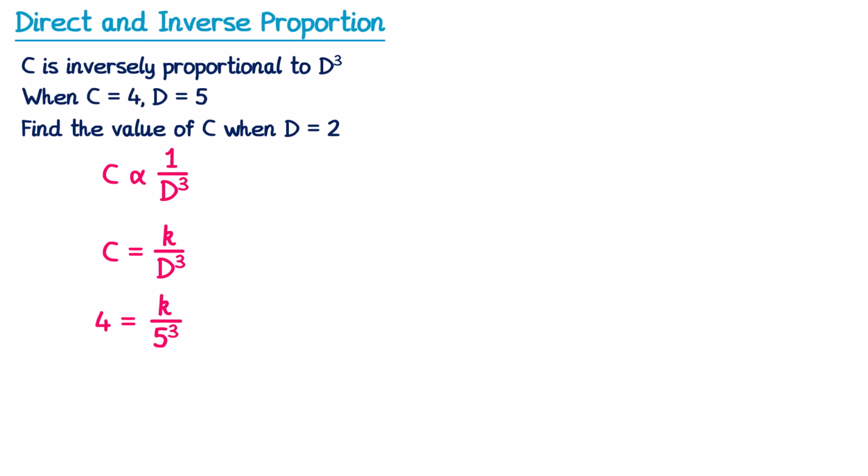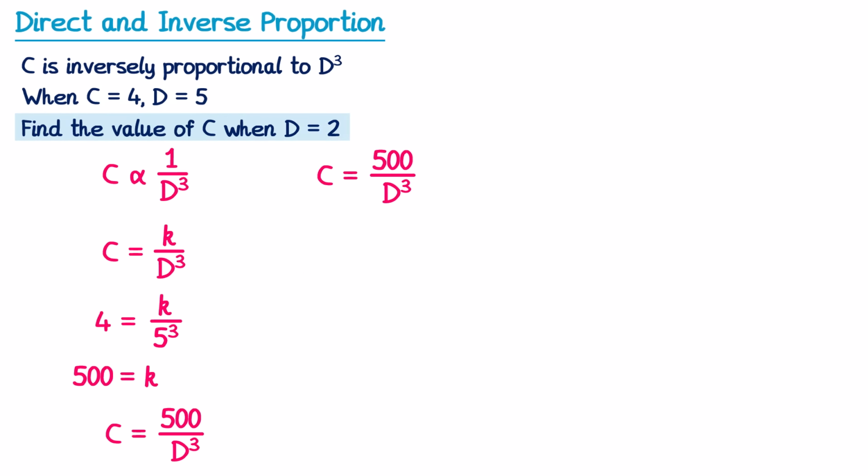To find the value of k, we multiply both sides by 5 cubed. On the left, this is 4 lots of 5 cubed, and on the right, this is k. 5 cubed is 125, so we do 4 lots of 125, which is 500. So the value of k is 500. Now we go back to this step here and write this out once more, but replace the k with 500. So c is equal to 500 over d cubed. Now let's take the equation, and we've been asked to find the value of c when d is 2.